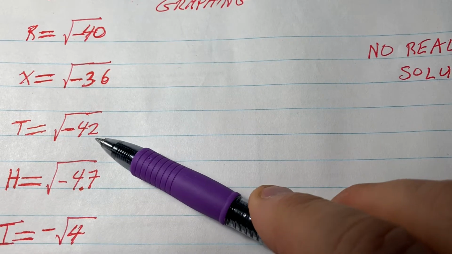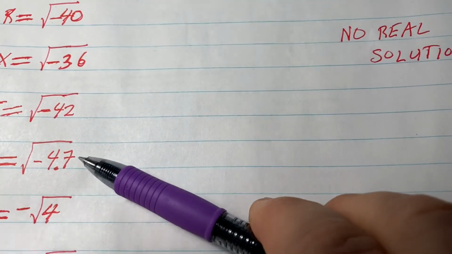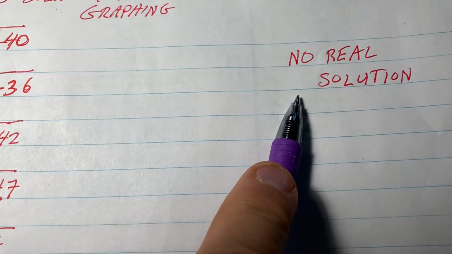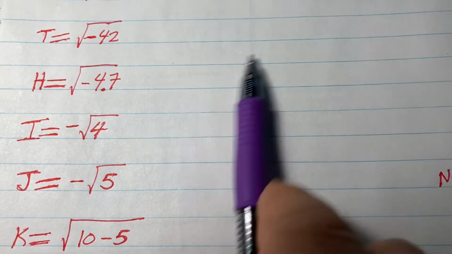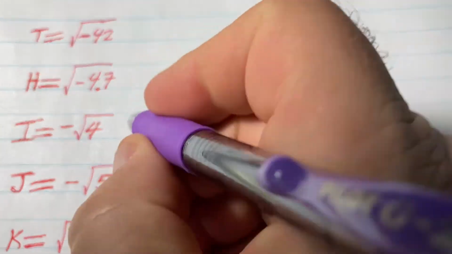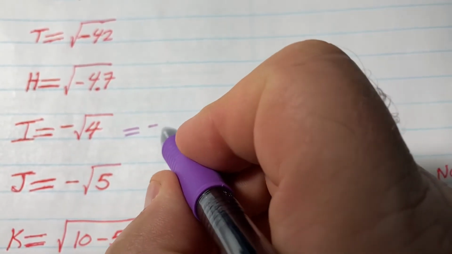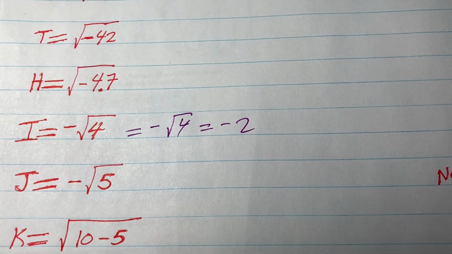This one, what's the answer? No real solution. This one, what's the answer? No real solution. This one, what's the answer? And no, this one, the answer is that negative is not inside the radical. That negative is outside the radical. That's negative square root of 4. And square root of 4 is 2. That answer is negative 2.